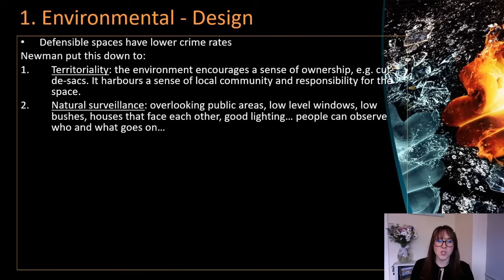Natural surveillance, overlooking public areas, low-level windows, low bushes, houses that face each other, good lighting. People can observe who and what goes on. There's a lot of net twitchers. People love having a look out of their nets. Not that people have nets very much anymore. They're blinds, blind twitchers. They like to have a look outside, see what's going on. Where are they going? Who are they? Where's that car come from? People like in certain areas, certainly areas where you have the low windows, the low bushes, and you can look out. People like to people watch and know who's in their area.